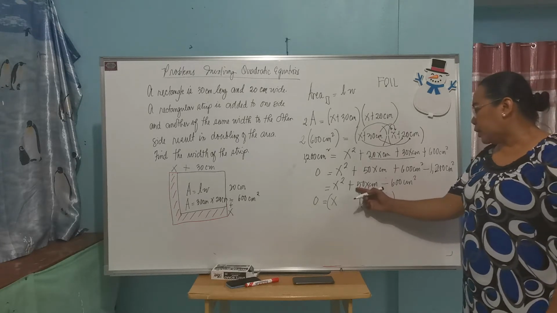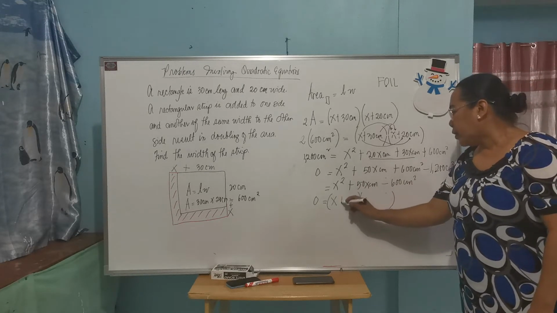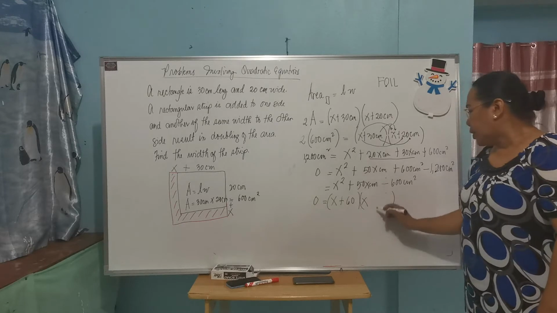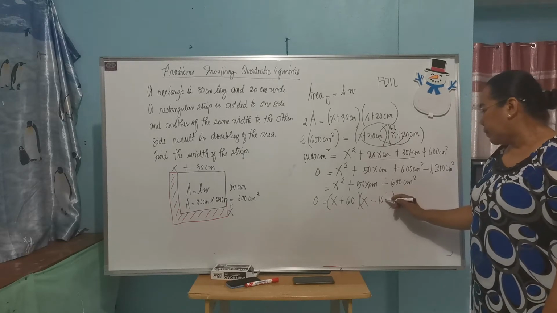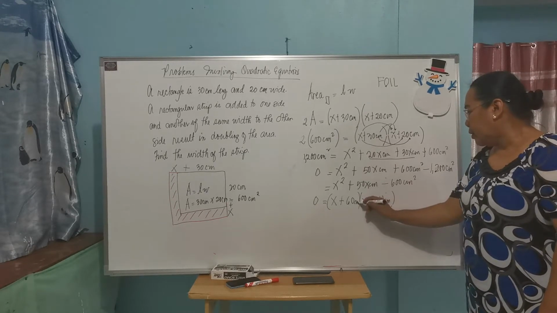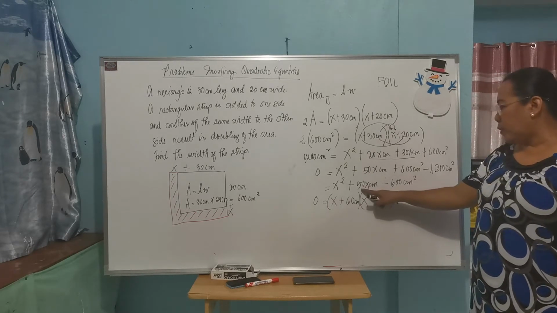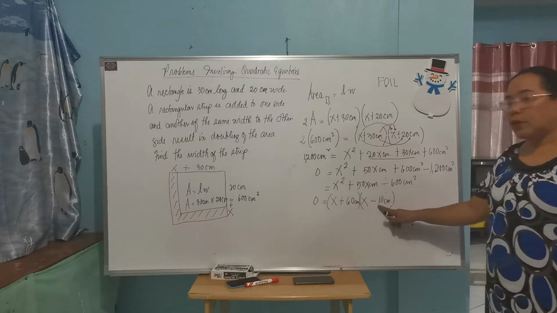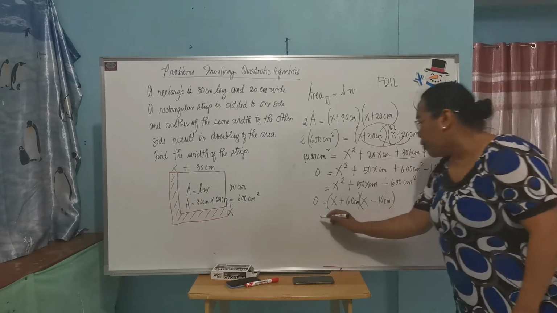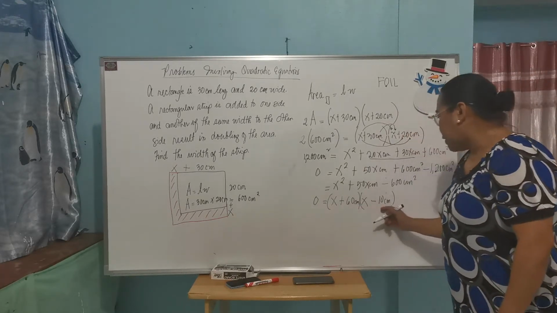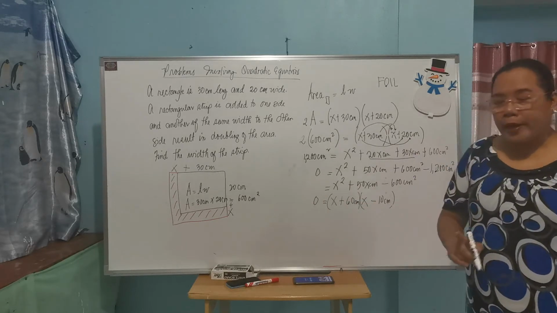So take note, this is positive. So let's say positive 60 times negative 10 centimeter. Okay? So your 60 minus 10 will give you 50, and 60 times negative 10 is negative 600. Therefore, your factors are correct. Apply the zero product property.